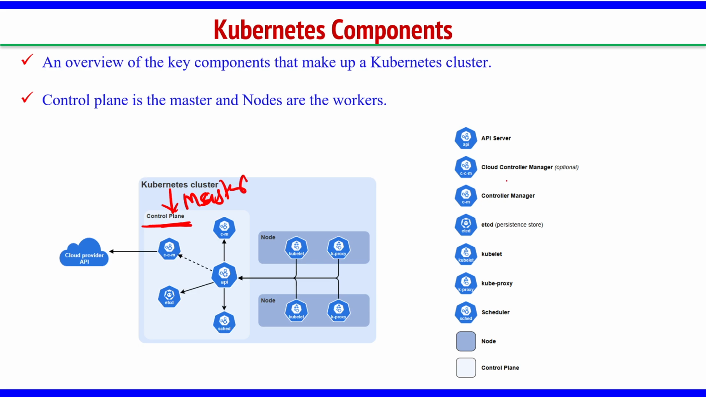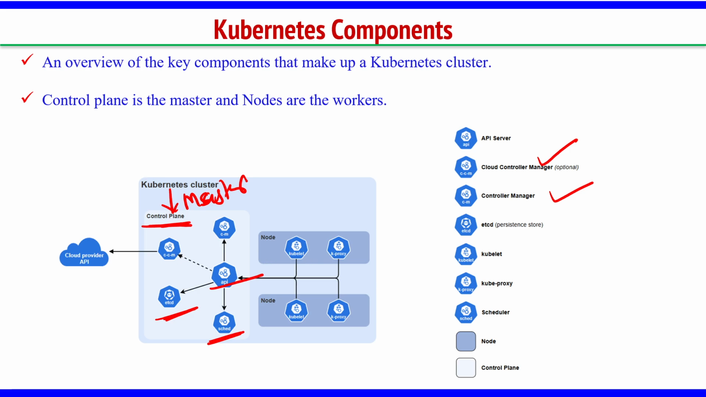It has the cloud controller manager. It has the controller manager, right? It takes care of the API server. It also has a scheduler, right? It takes care of storing the data. Okay, so then it is connected with the nodes. There are multiple nodes inside a cluster, and each node has multiple pods.